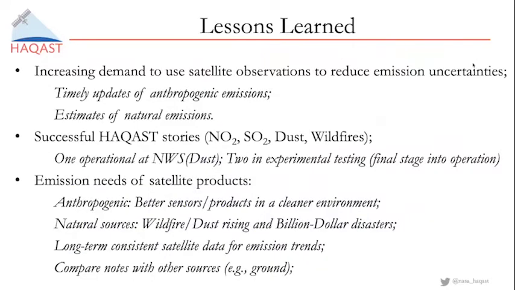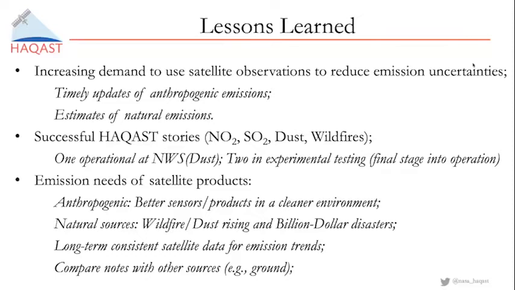So I want to wrap up my talk with a few thoughts. We are going to see an increasing demand to use satellite observation to reduce emission uncertainties for several reasons. First, as I mentioned earlier, it's impossible for us to come up with all these emission inventories for anthropogenic sources, and that sometimes just does not give us all the information we want. For example, if you want to study air quality and the impact of COVID-19, you have to use something more current. And we are also going to see more and more natural source emissions, and for that you do not have an emission inventory to start with.